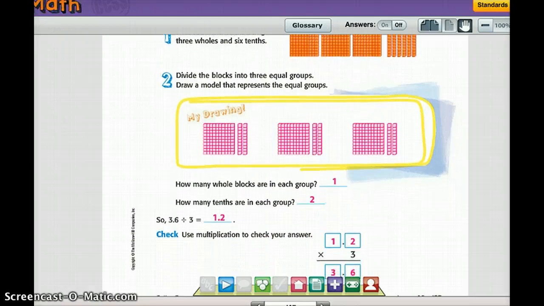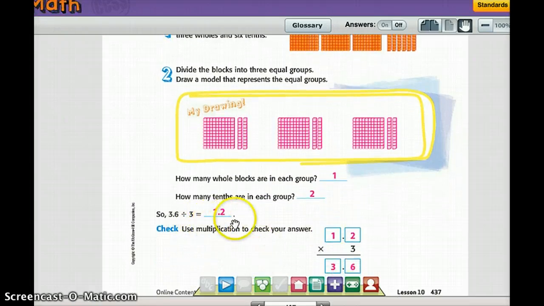So our answer is 1 and 2/10. And you can check that with multiplication. So you would do 1 and 2/10 times 3 to get a product of 3 and 6/10, which is what we have over here.